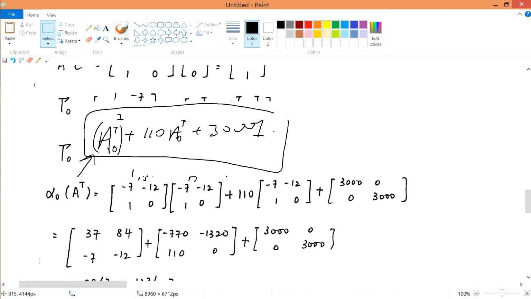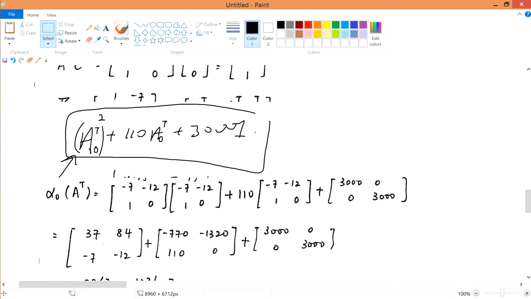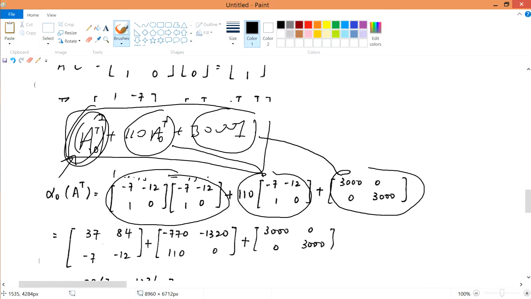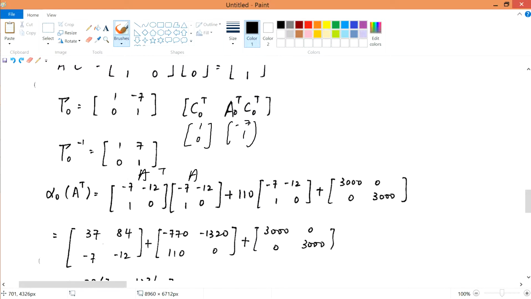If I just paste it here, since I don't need that part anymore, this thing over here is this thing. Or 110 multiplied by A0 transpose is this thing. And then 3000i is simply this one. So I hope that you are pretty clear about this. We're just trying to evaluate this one.